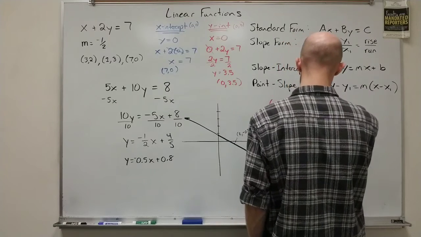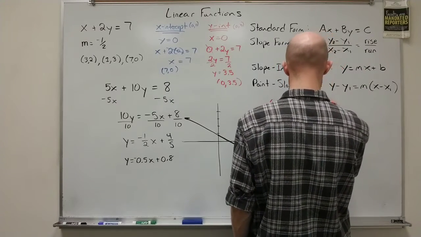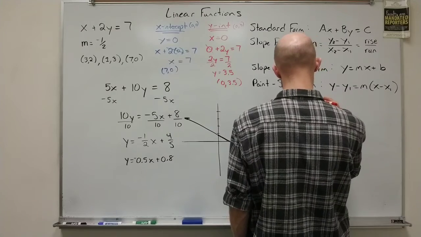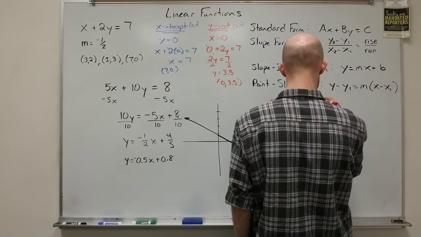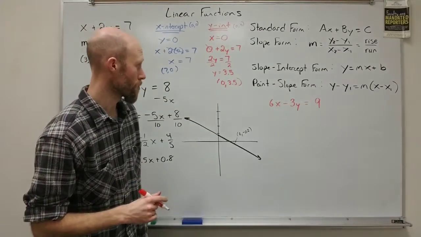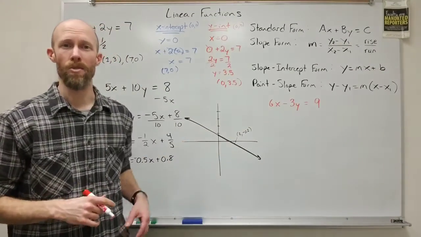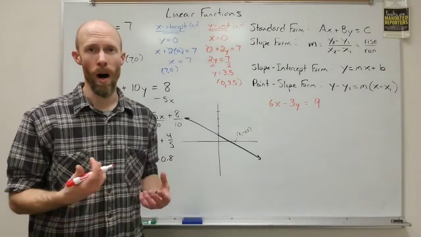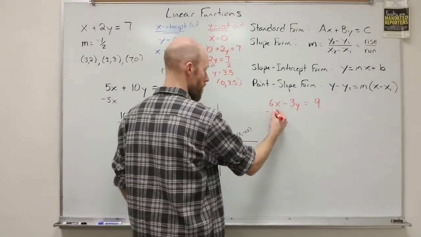3y is equal to maybe 9 or something like that. Let's try that one. 6x minus 3y equals 9. That's the standard form. And so if I wanted to solve this for y, I got to first subtract off the 6x.